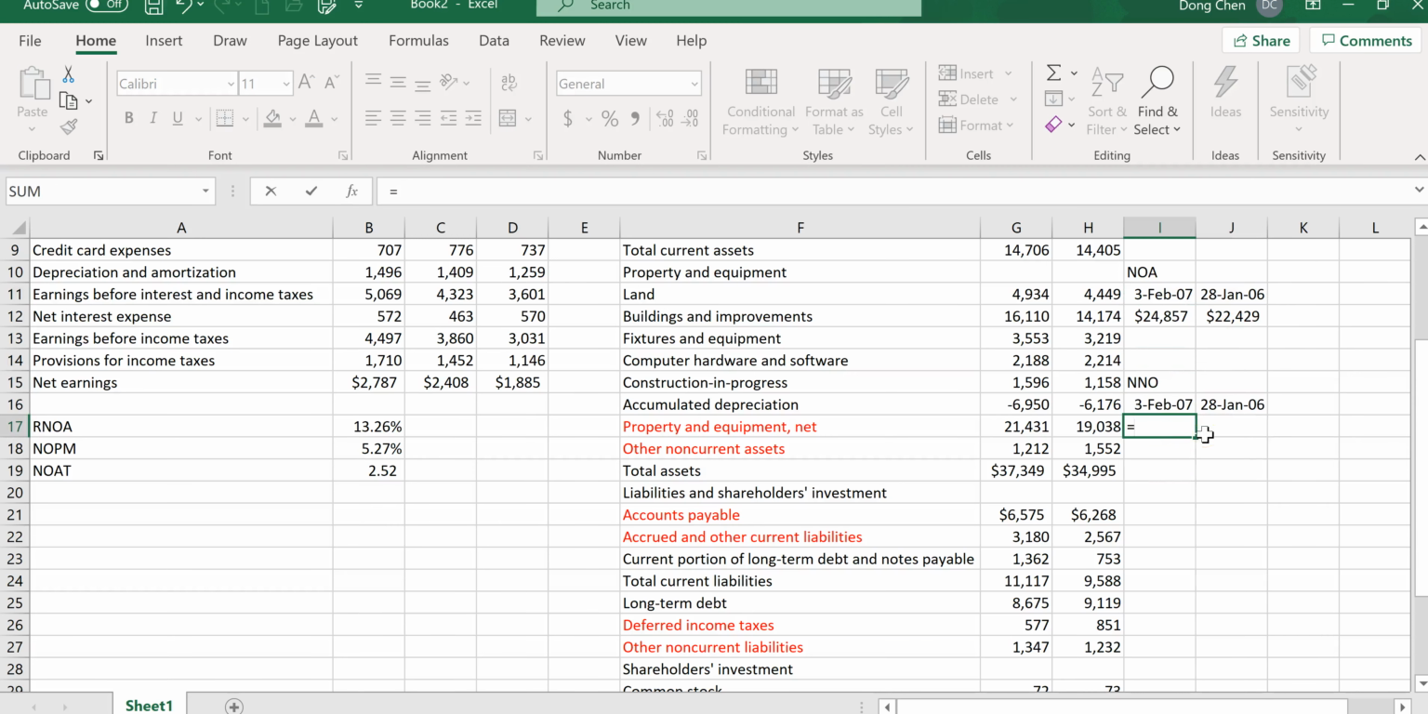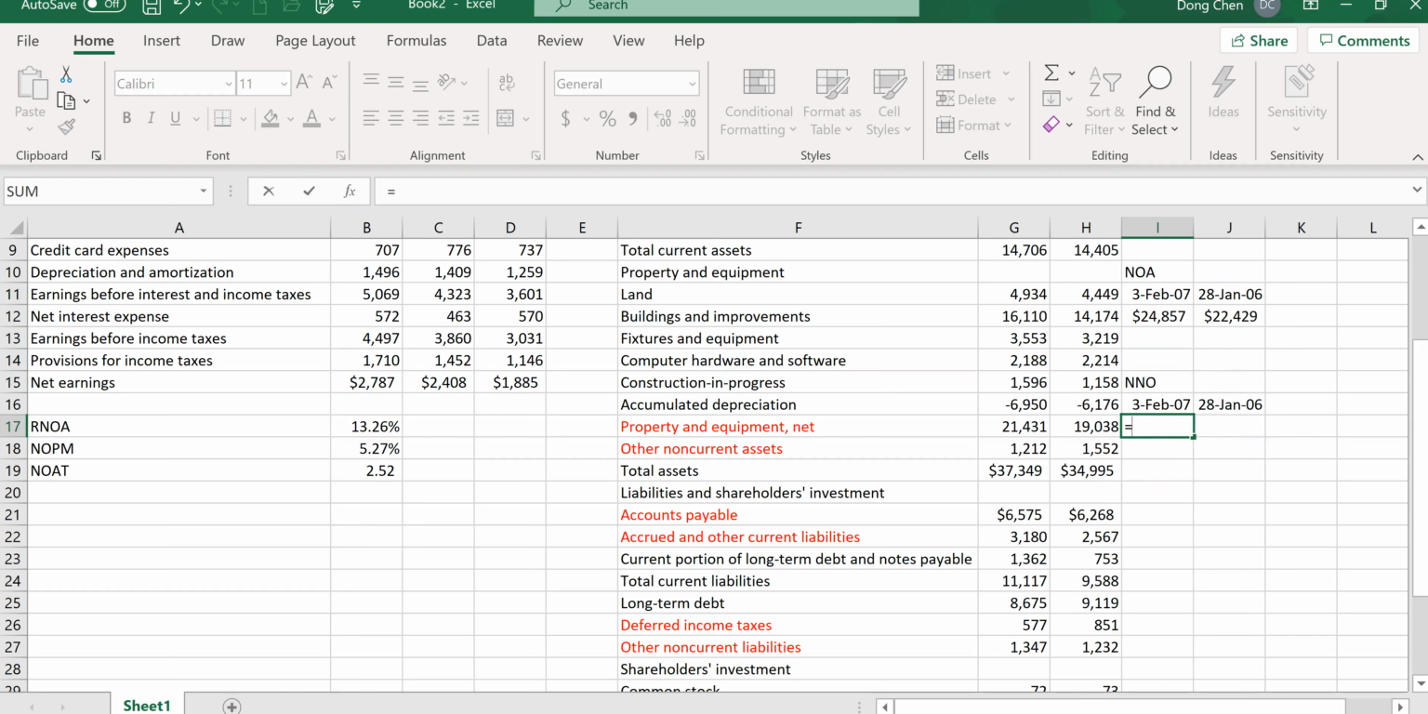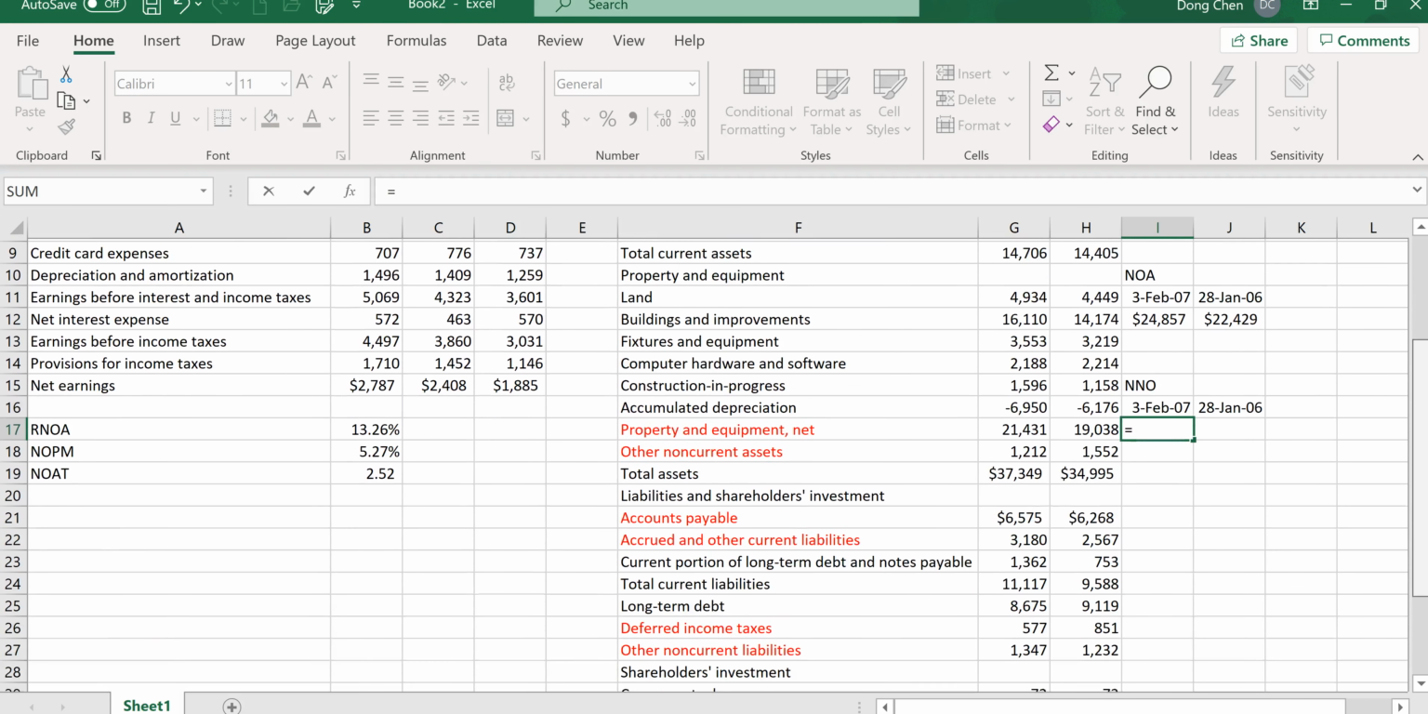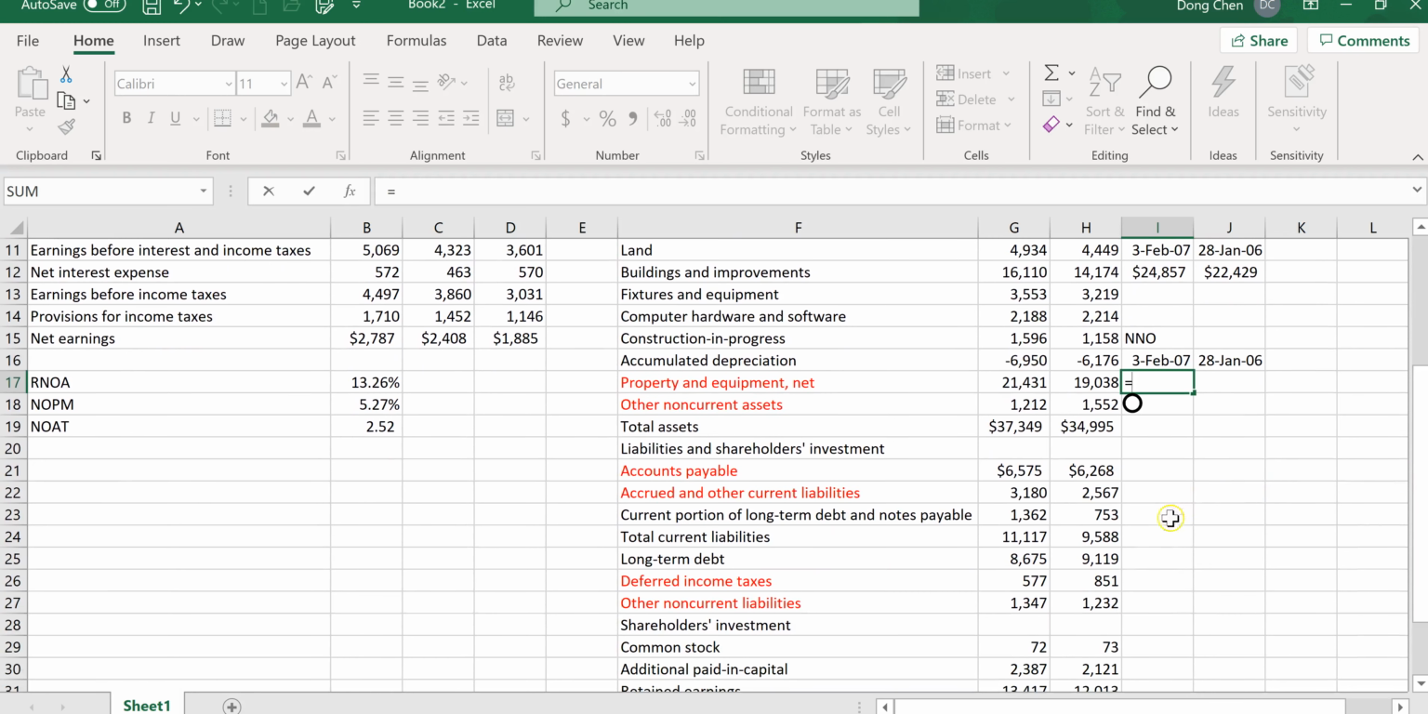So again, this equals the non-operating liabilities. Okay, so we start from the liabilities part, which is the non-operating liabilities that includes the current portion of the long-term debt and notes payable. So this includes that, and then plus the long-term debt. And I believe those are the only two items for the non-operating liabilities.